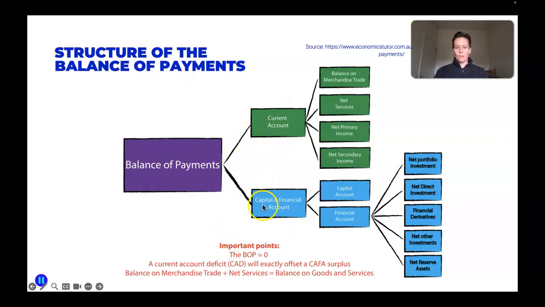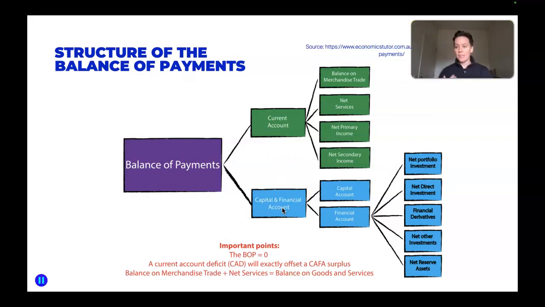Effectively, like I said before, it's broken into the two sub-accounts. You can see the current account up here in the green, shooting off 4 more sub-accounts. And then you've got the capital and financial account with a few more sub-accounts shooting off. What you want to take away from this slide is the idea that the current account plus the capital and financial account are equal to 0.